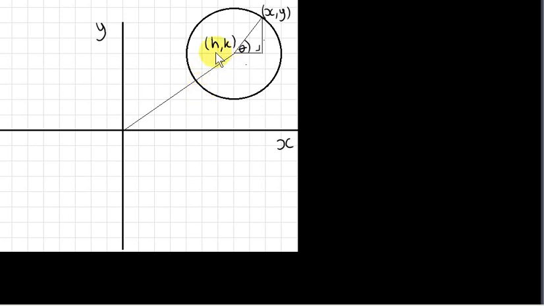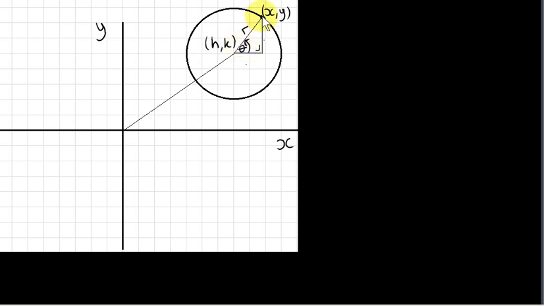Here we have a general circle with center (h, k) and radius r. I've shown the circle in this quadrant, but I could have shown it anywhere. We're going to be interested in the relationship between the coordinates of any point on the circle, that's x and y, and r, the radius, and theta, where theta is measured anti-clockwise from the positive x-axis to the radius line.